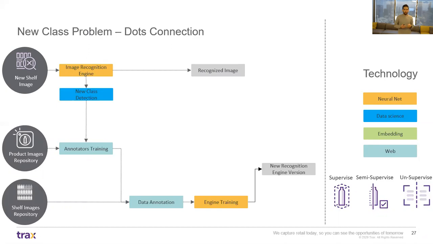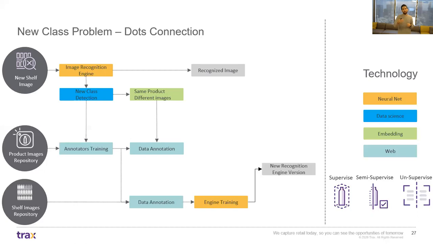We also apply a new class detector. I will explain in more detail how the new class detector was implemented in the next slide, but let's finish the flow first. In case a new class was detected, two things happen in parallel. The first one, we take this sample and we send it to the annotators so they will learn it, so we can train them on this new sample. And then we apply a similarity engine, which will help us to find the same appearances of the same classes as they appear in the different images.